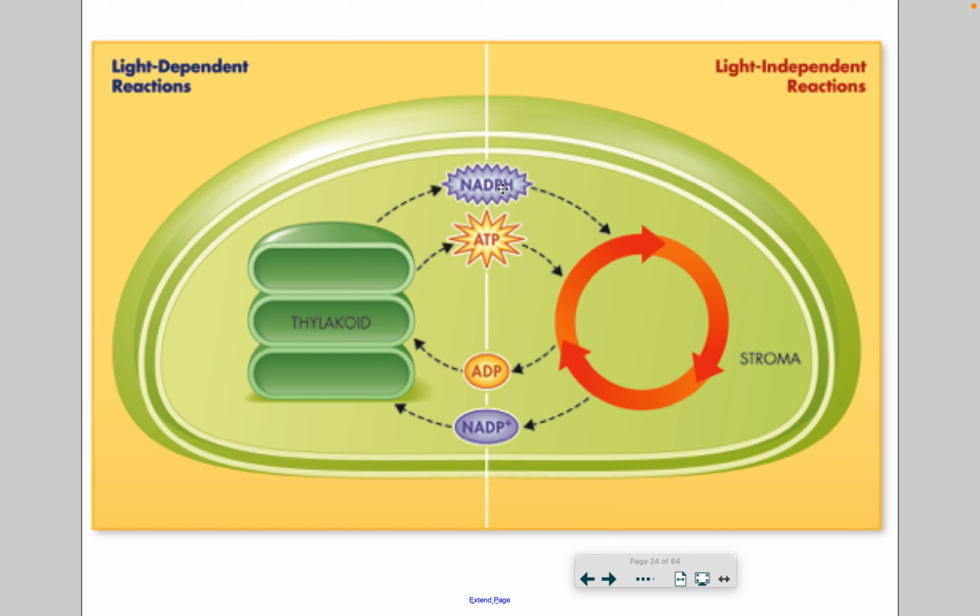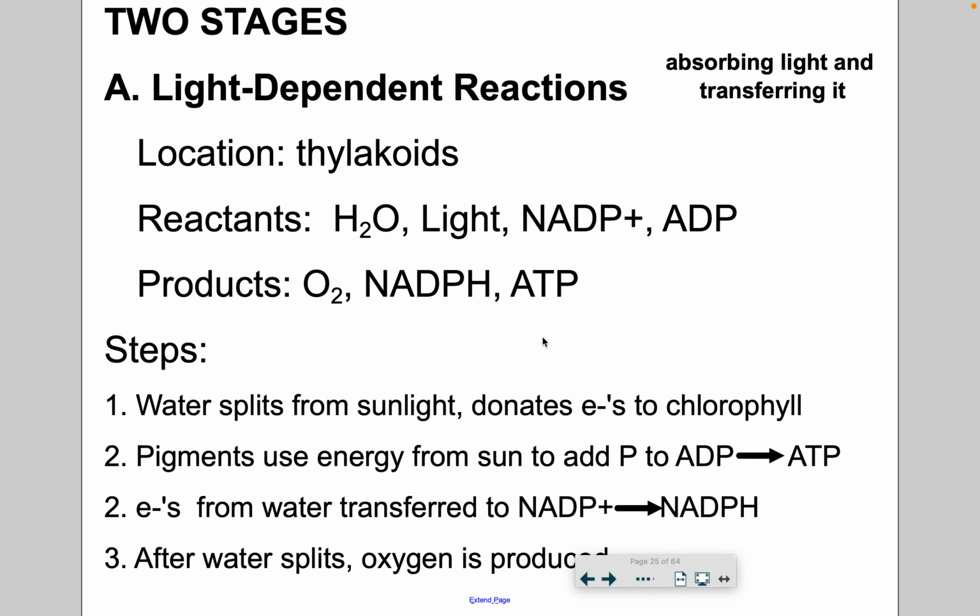They're focusing in on NADPH, which is carrying electrons, and we'll talk a little bit about ATP, but it's going to drop energy and those electrons and protons off and go back to the light dependent reactions to pick up some more things. So 2 stages make up photosynthesis. Light-dependent reactions that take place in the thylakoid. The reactants, what you start with, are water, light, NADP+, and ADP. The products are going to be oxygen, O2, NADPH, and ATP.